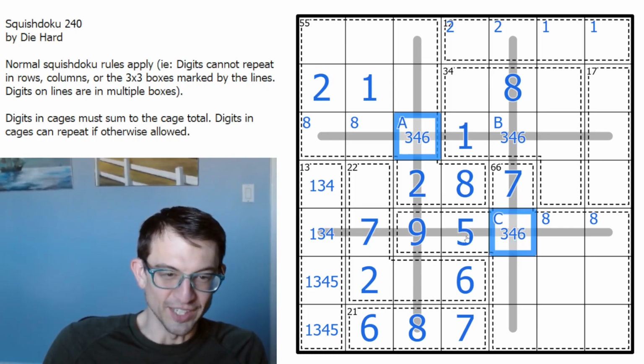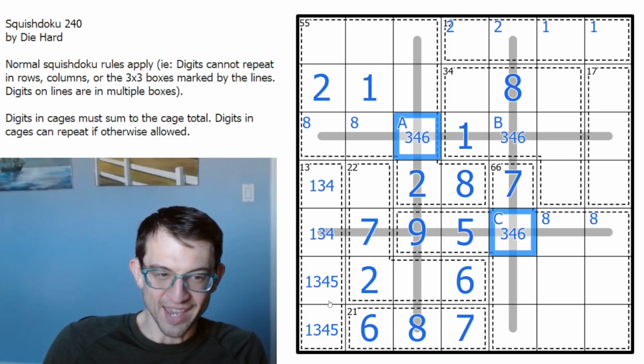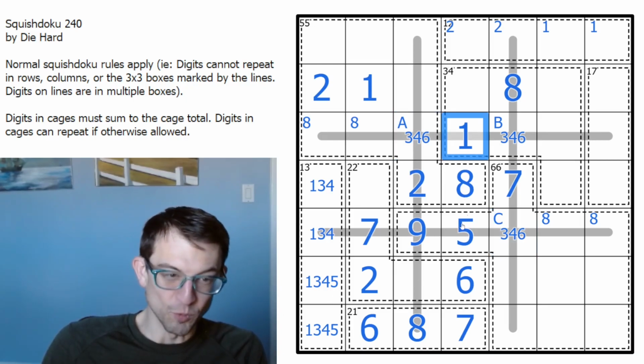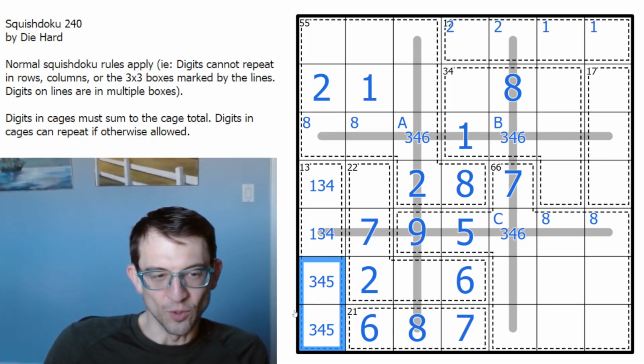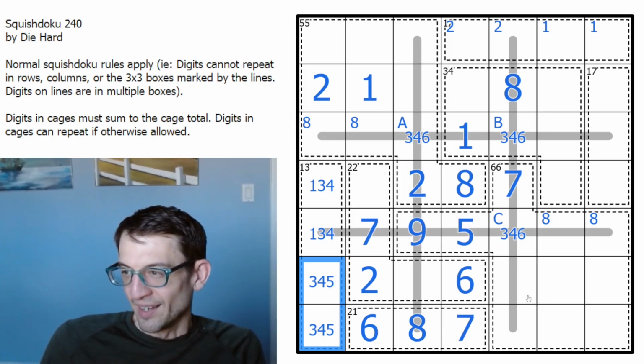Or C, actually, sorry. So one of these is A, and one of these is C, but neither of them is 1, is the point. So that goes like that. Okay.